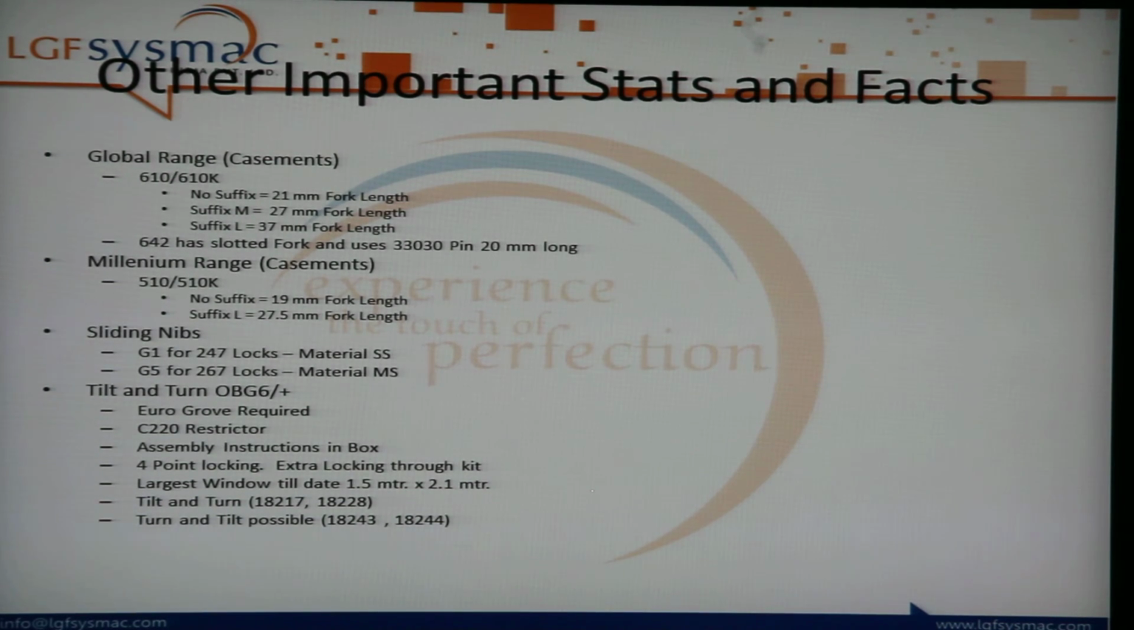A C220 restrictor is required. Assembly instructions would be in the box. 4-point locking, extra locking would be through kit. Largest window done till date 1.5 meter by 2.1 meter. If you want a tilt and turn window, then you should specify a compass 18217 and 18228. If you want a turn and tilt, then you should specify a compass which is 18243 or 18244.